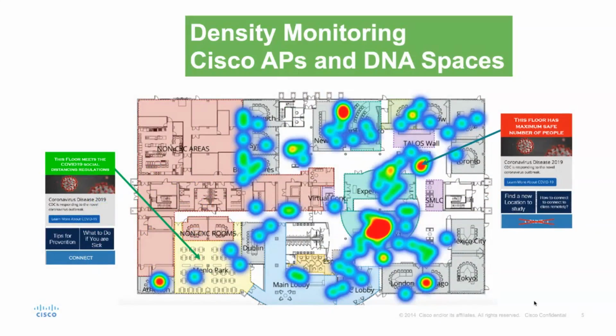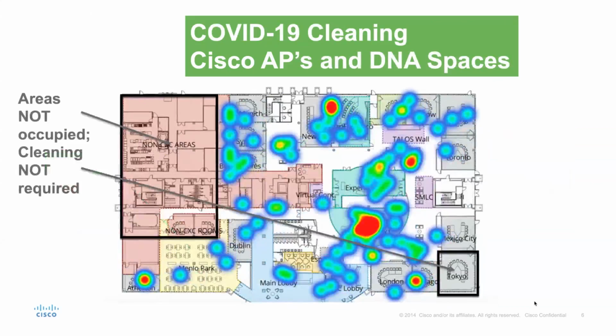The Cisco access points and DNA Spaces working together can allow for density monitoring, knowing where there are large gatherings of students and devices and teachers in the various spaces, but also where they are not. If an area is not occupied, there's no sense in sending the cleaning staff to that space. So again, we're helping you be more efficient and save in this area.